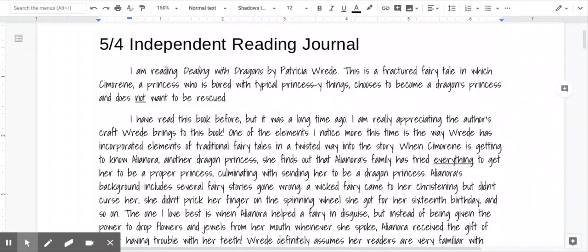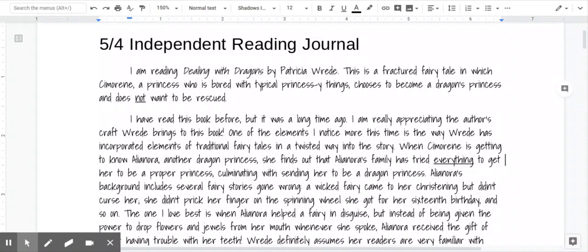So, I have been reading the book Dealing with Dragons, which is an absolutely delightful fantasy that I read years ago, and then I brought my copy of it into the classroom, and I haven't reread it since. Here's some things to notice about my entry about Dealing with Dragons.